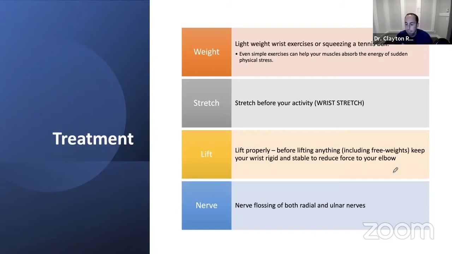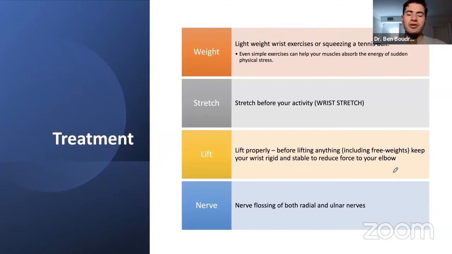What else? So lifting properly, very important. Definitely keeping your wrists rigid and using the bigger muscles, just like we always tell people when they're lifting something heavy to lift with their legs and not their lower back, right? Using your legs because the muscles are bigger there. Muscles are bigger in the top part of your forearm than they are at the wrist. So keeping your wrists stable will keep the muscle stable so that you can actually lift with your arm, your bicep and your tricep, where the muscles are a lot bigger.